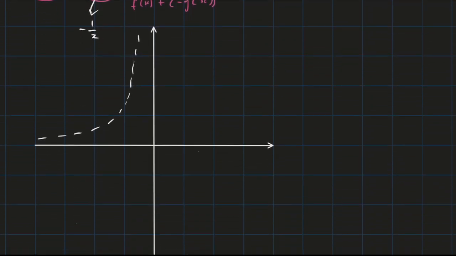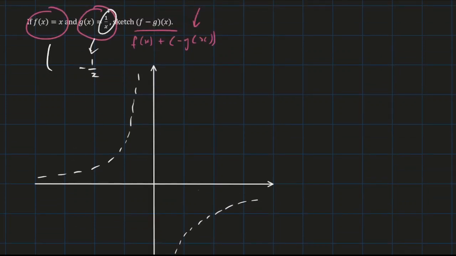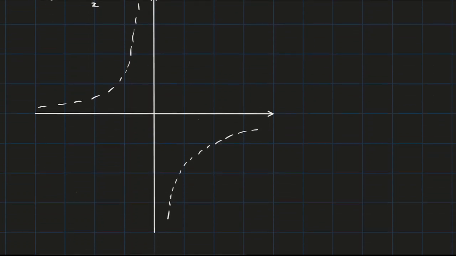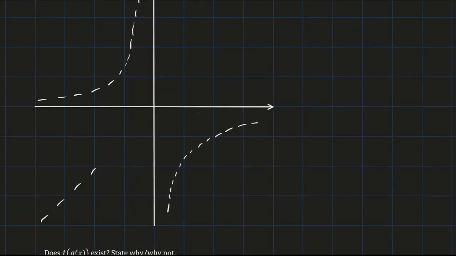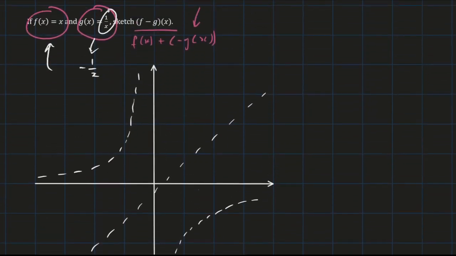We'll do it in a dotted line to signify it's one of the parts of the function, but not our final function. The other line we have is y equals x. That's just a diagonal line like this. Now from here, we'll do addition of ordinates. So this is negative g of x. This is f of x.